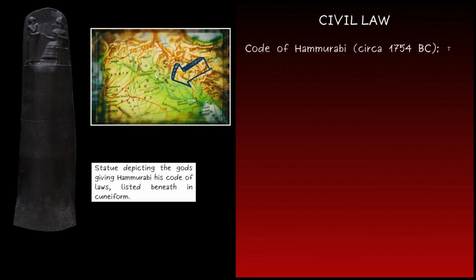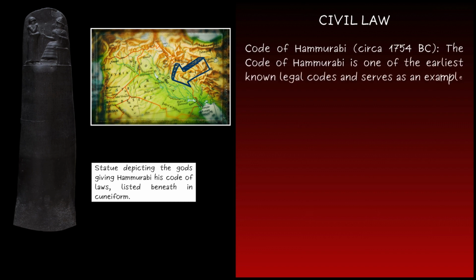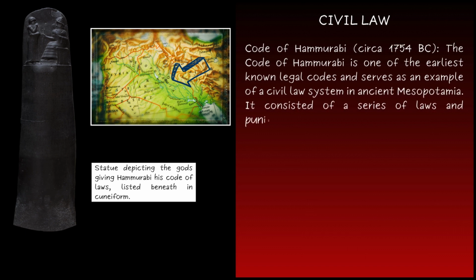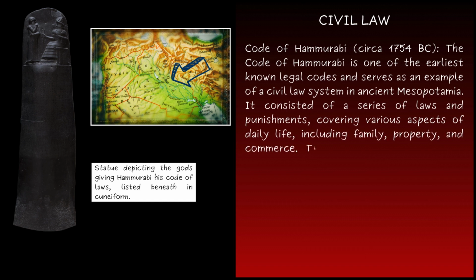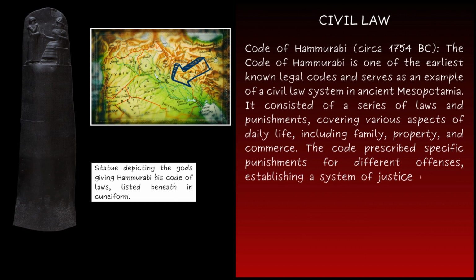Now, let's look at examples of civil law. The Code of Hammurabi, circa 1754 BC, was one of the earliest known legal codes and served as an example of civil law in ancient Mesopotamia. It consisted of a series of laws and punishments covering aspects of daily life, family, property, and commerce. And the code actually prescribed specific punishments for different offenses, establishing a system of justice based on written laws.